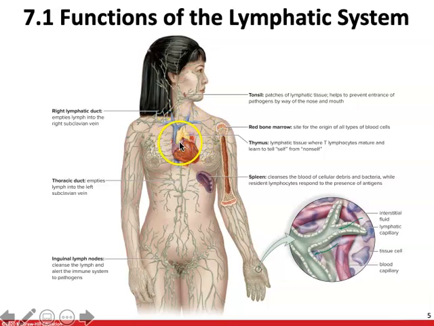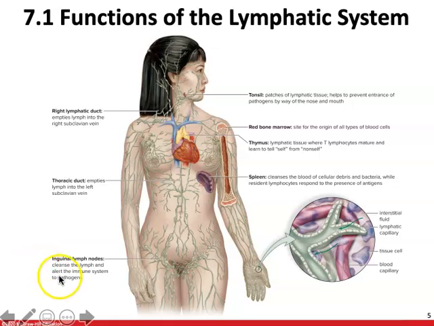The thymus is a very interesting organ, which we are going to discuss a little bit later on in our endocrine system, but to mention it here, it is also part of the lymphatic system. It's made up of primarily lymphatic tissue, where T lymphocytes mature and learn to tell the difference between self and non-self, meaning that they're able to identify foreign antigens and fight off infection in the body. Moving downwards from there, we have the spleen, which cleanses the blood of cellular debris and bacteria, while it also responds to the presence of antigens.